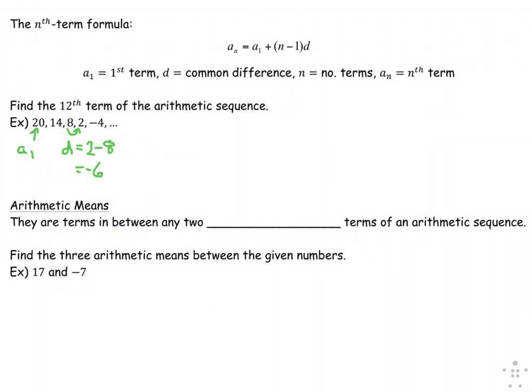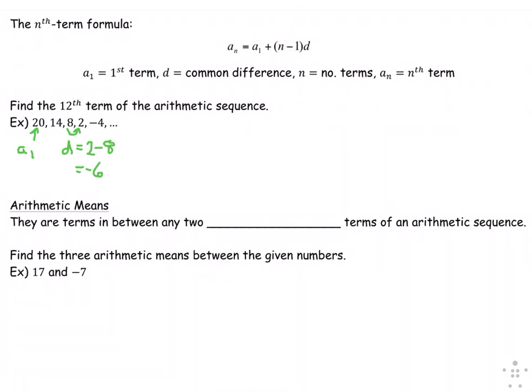I know which terms I need because the formula tells me. First, I need a sub 1, so that's 20. And then I need a common difference d. So I take a term and subtract its previous term to realize that I'm subtracting 6 to get from every term to the next. Now this n is the 12.